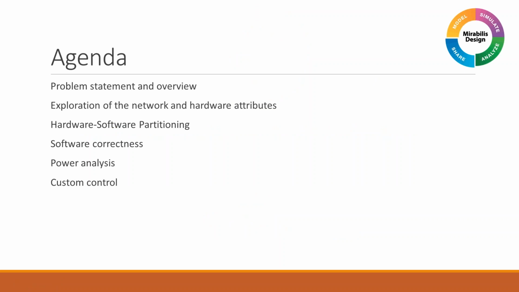Agenda today is we're going to talk about the problem statement, what are the challenges, how do we address the challenges, and then we're going to dive deep into a variety of analysis or case studies. In this case, looking at the exploration of network and hardware attributes, hardware-software partitioning, correctness of the software in the sense of, is the sequence correct? Is it meeting its timing deadlines? Is the power consumption within the range that's expected? And finally, talking about custom control, things that would enable you to better define what your communication is with the MEMS devices that might be in your design.